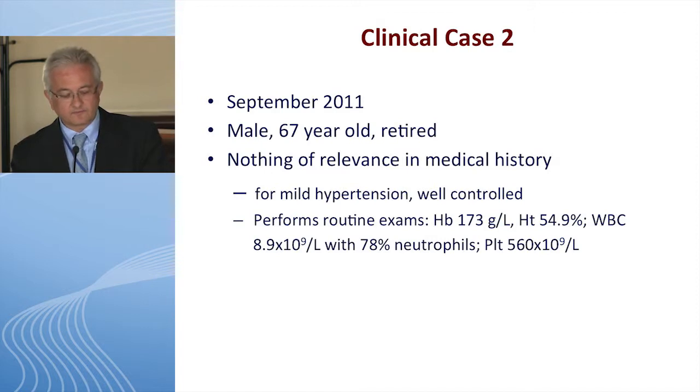Clinical case 2. This is a 67-year-old male who had retired from his work. There was nothing of relevance in the medical history apart from mild hypertension that was well controlled by his drugs. During routine examination, he was found to have 17.3 grams per deciliter of hemoglobin. White blood cells were normal. There was a slight predominance of neutrophils, but there was an increase of platelets, which were 560,000.